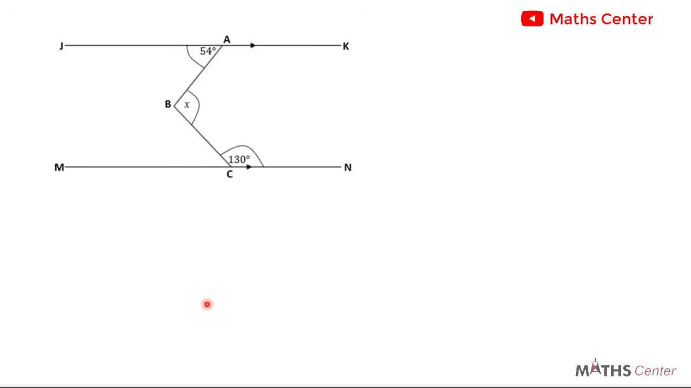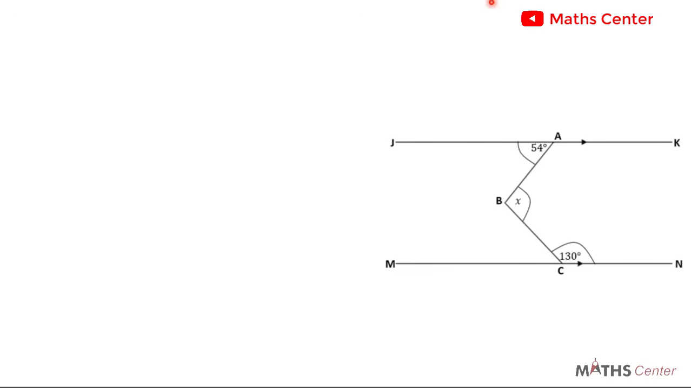So we have this question here, and we are supposed to find X. Now, how do we solve this question? You can see from here that we have J and K, and M and N as the two parallel lines. We can see that the transversal doesn't continue straight onto the other parallel line.